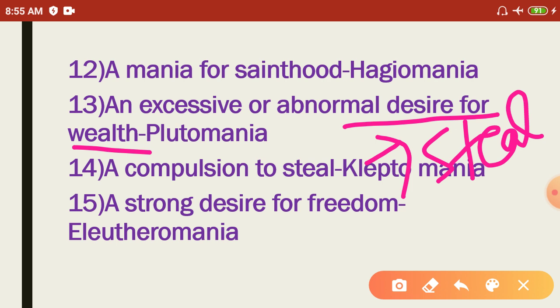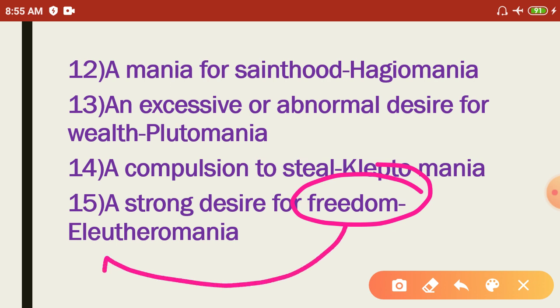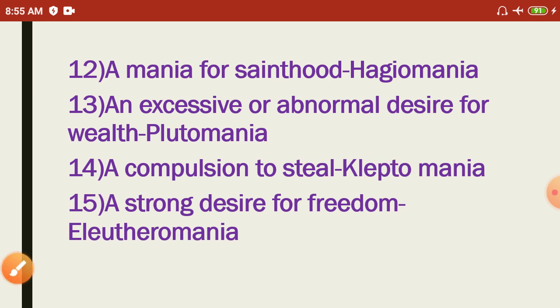If I'm talking about the word freedom, it directly implies the prefix eleuthero. That is eleutheromania, and the suffix is mania. This is very clear to all of us, that we have to remember the main word, the main gist of the sentence, and after writing that word, we must follow it with the suffix mania, because we are dealing with the word mania.